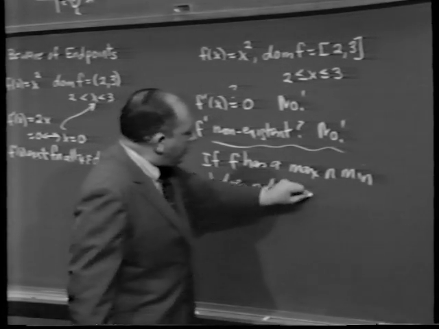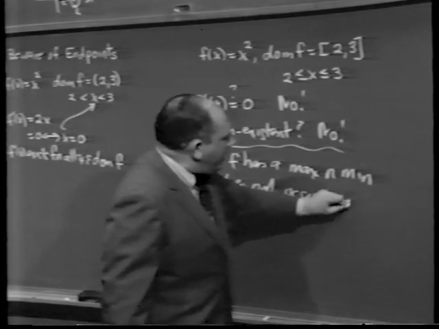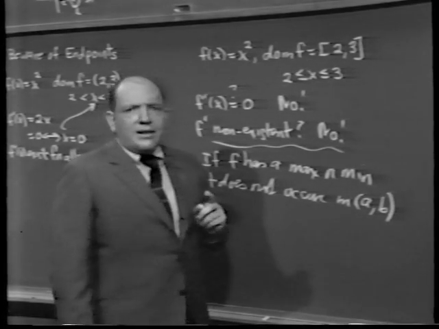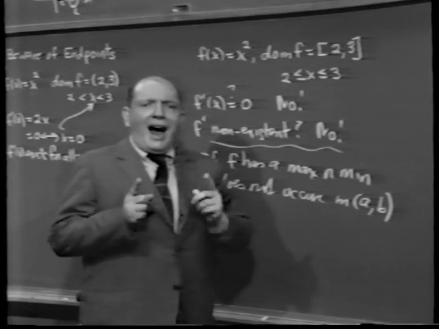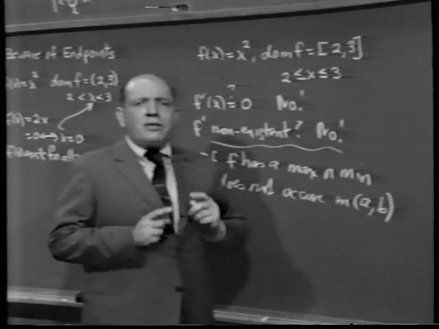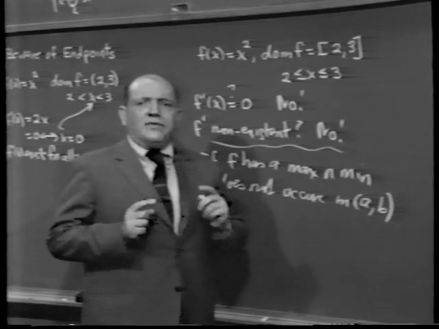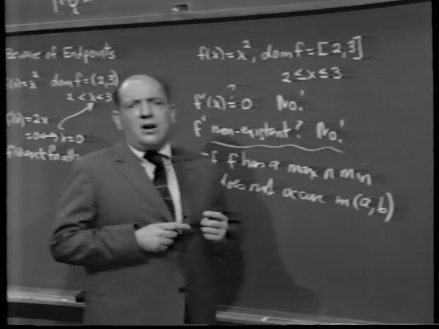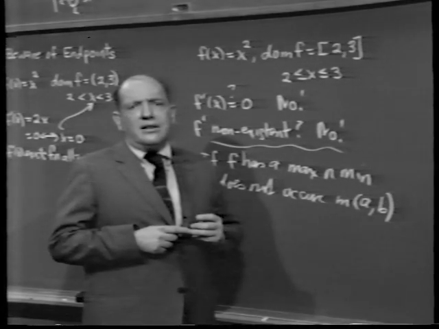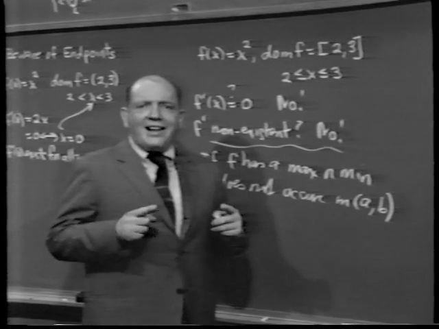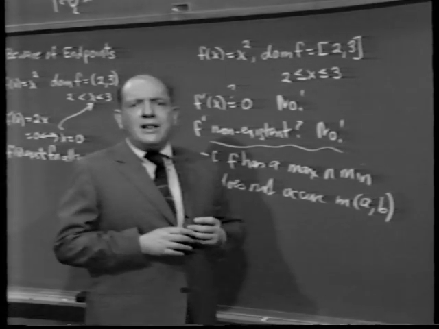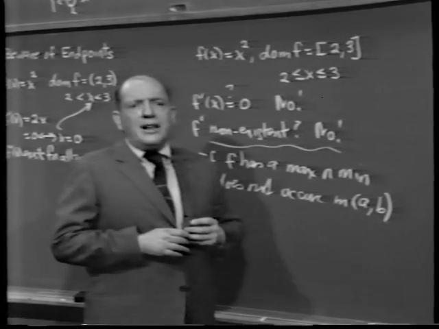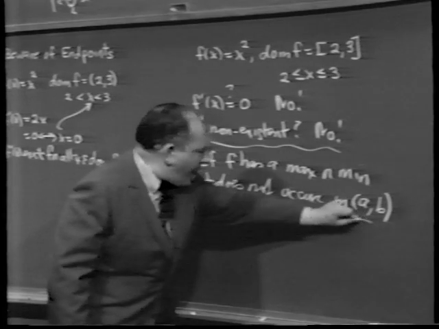It does not occur in the open interval from A to B. See? Well, look at it. If the high and low points have to occur someplace on the closed interval, and they can't appear, as we've seen, in the open interval, where must they occur? Well, if they can't be inside and they have to be on the interval, it must be that they take place at the endpoints.